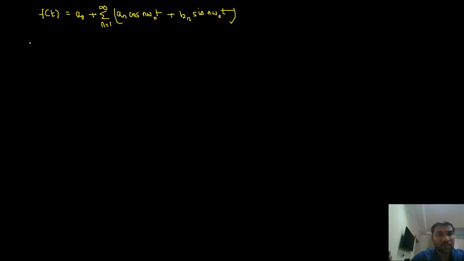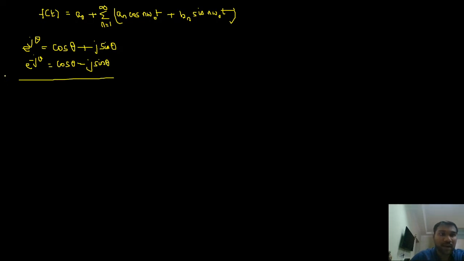Now we know that e power j theta is equal to cos theta plus j sin theta, right? Or e power minus j theta is equal to cos theta minus j sin theta, right? So if you add these two, what will I get?